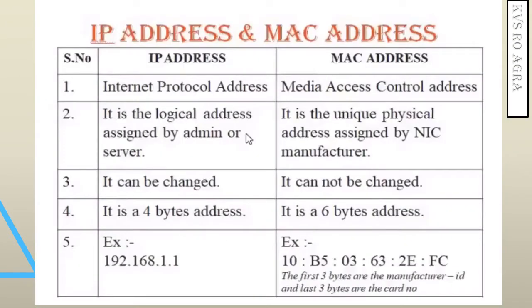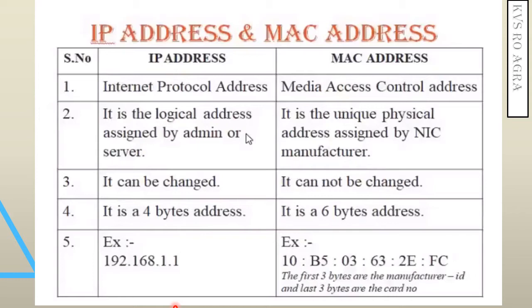Now let us understand the two types of addresses used in networking. These two addresses are IP address and MAC address. IP is Internet Protocol, MAC is Media Access Control. IP address is the logical address of a computer on the network. This address may be same on two different networks, but MAC address, Media Access Control address, is the unique physical address which is assigned to each NIC.